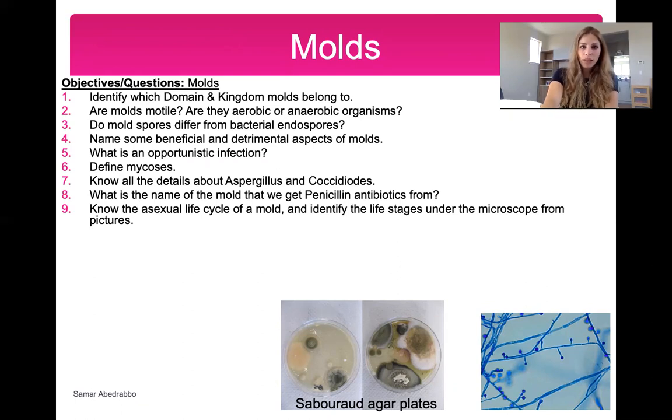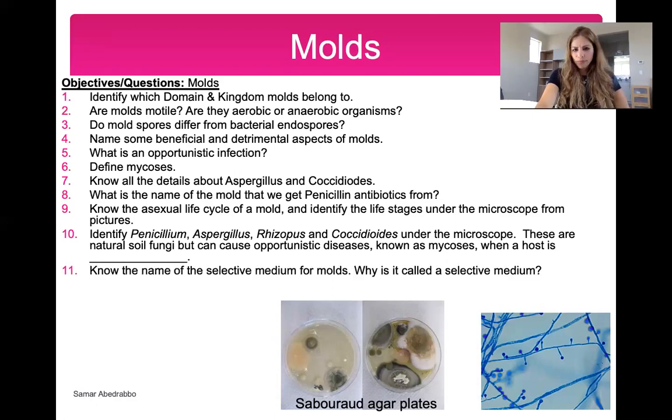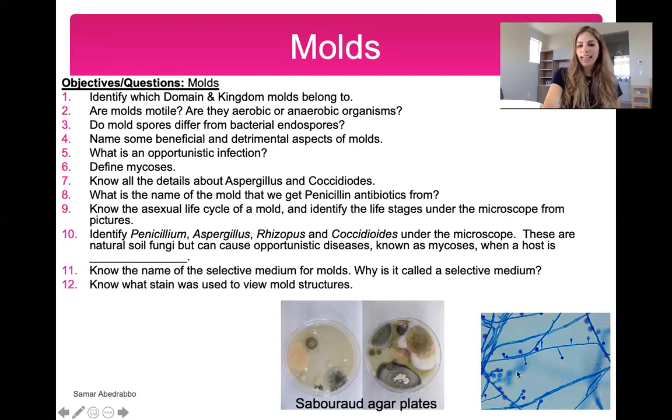Know the asexual life cycle of a mold. So how the spores go to the hypha, become hyphae, all the hyphae interconnected become mycelium, and then the mycelium, when conditions are not good, can go on to produce spore-producing bodies. So know what they look like under the microscope. The medium that we grow molds on is Sabouraud agar. Why is it selective? I talked about that. And then the stain that we talked about, lactophenol blue. So go over all of these things for mold.